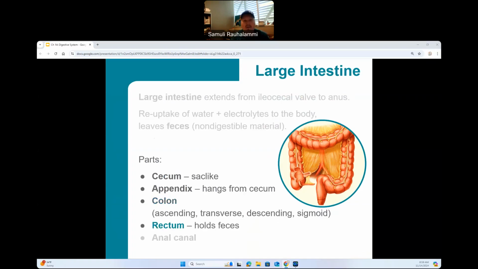I also wanted to mention the rectum, which holds feces until they're ready to be relieved. And then, of course, our anal canal and anus, which serve as the opening of the large intestine, delivering the non-digestible material, now called feces, to the external world.